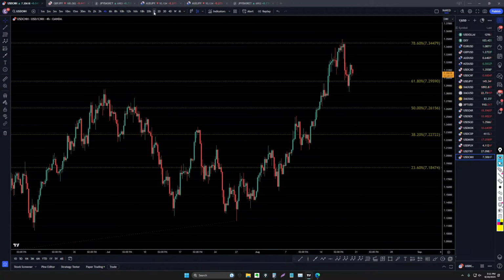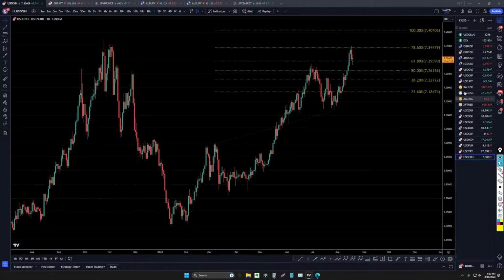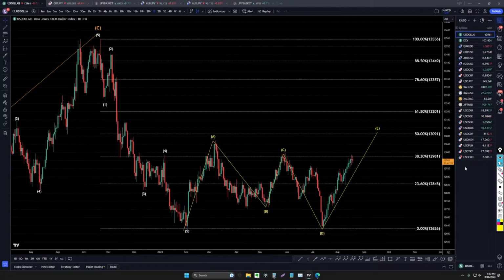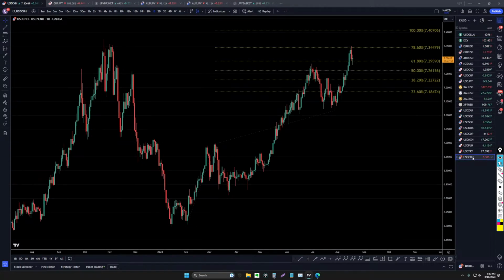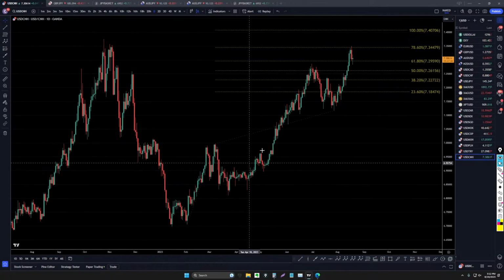Let's go back and check. Let's go to the dollar index real quick. Yeah, that's definitely a lot different. This one's very strong to the upside compared to the dollar index too. The move down was pretty similar, but the move up is a correction on this one, and on this one, the move up is a trend.